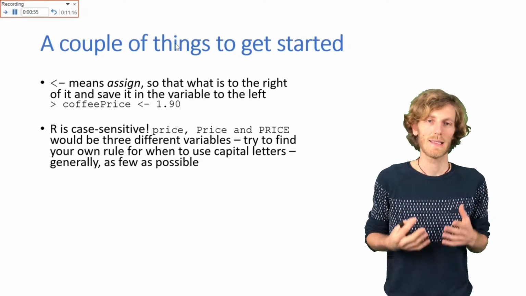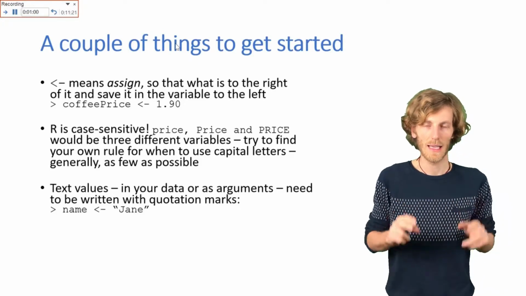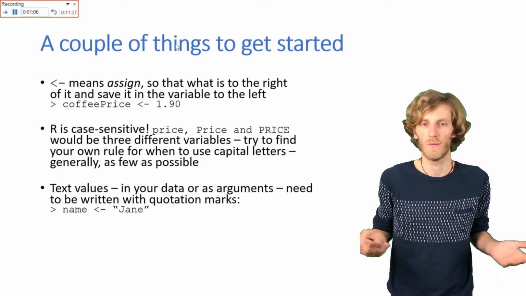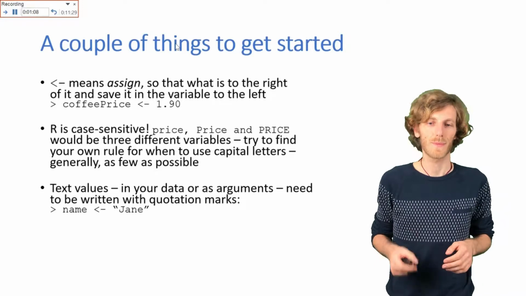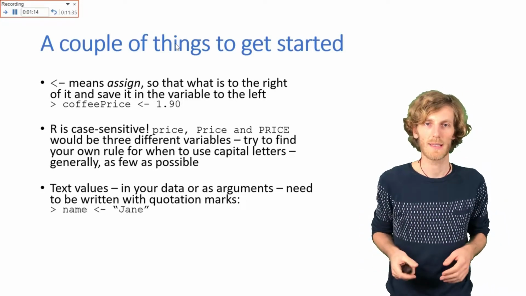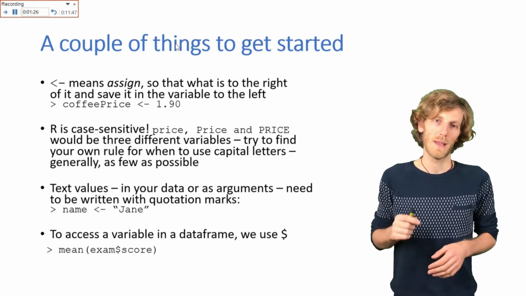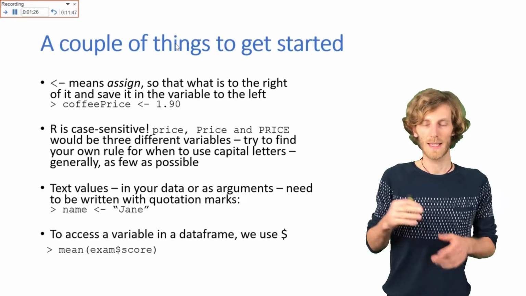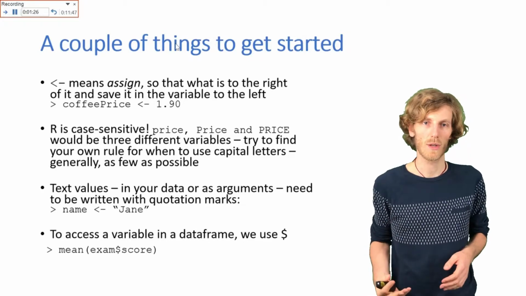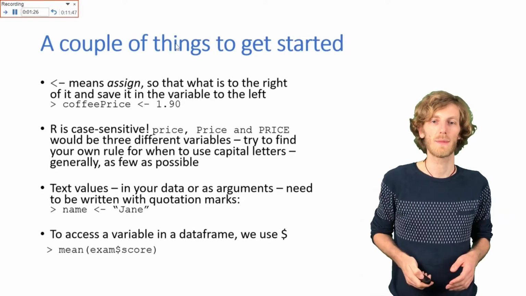And then text needs to be written inside quotation marks. If it's not, R will throw an error and you can't move on with your analysis. You can use single or double quotation marks. That doesn't matter, it just needs to be consistent. And a couple more things is that we use the $ sign to access individual variables in a data frame. So here, if we're interested in the exam scores, we would write exam$score, and then we can calculate the mean of the exam scores.